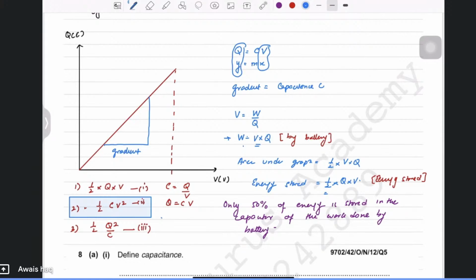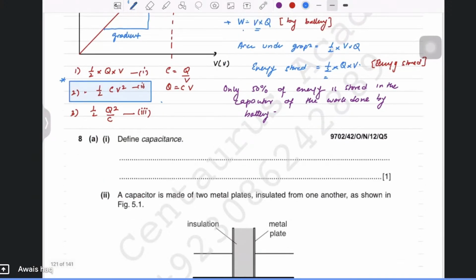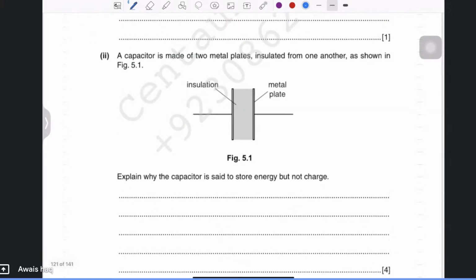Now, for example, in this question it says define capacitance. So capacitance, you guys already know that it is the ratio of the charge on one of the plates to the potential difference across the plates. So you have to do this on your own, so please fill it up.